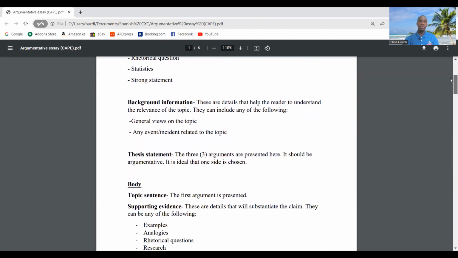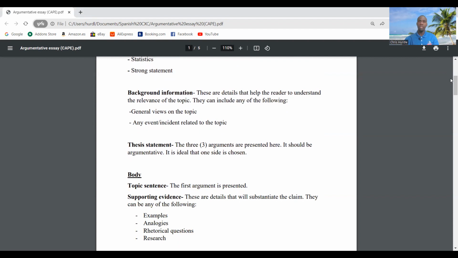Background information. So once we've written our hook, we proceed to background information. So these are details that help the reader to understand the relevance of the topic. So they can include any of the following: general views on the topic, any event or incident that is related to the topic, right? So they need to understand why this is an issue, okay? So these are 2 pieces of information that can be included in your background information, right?